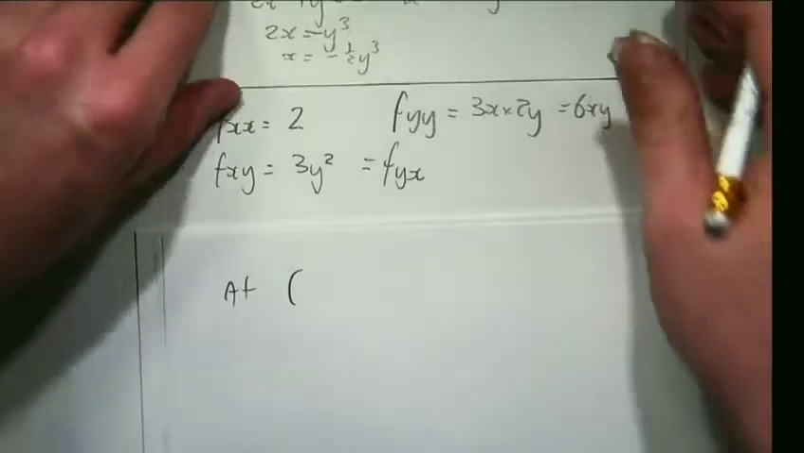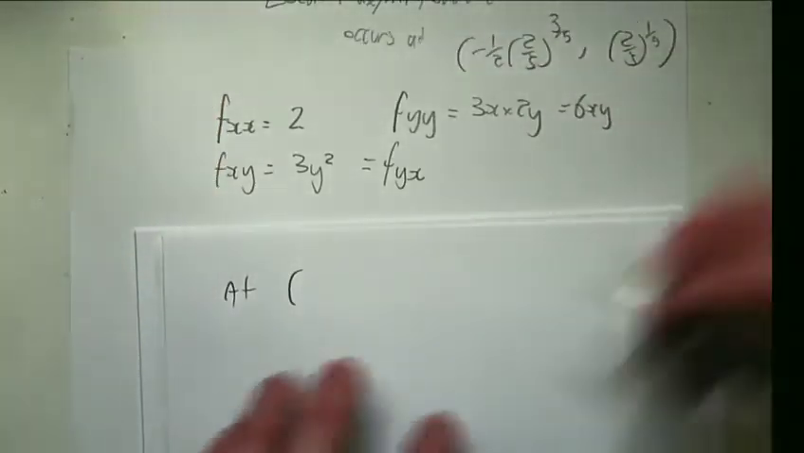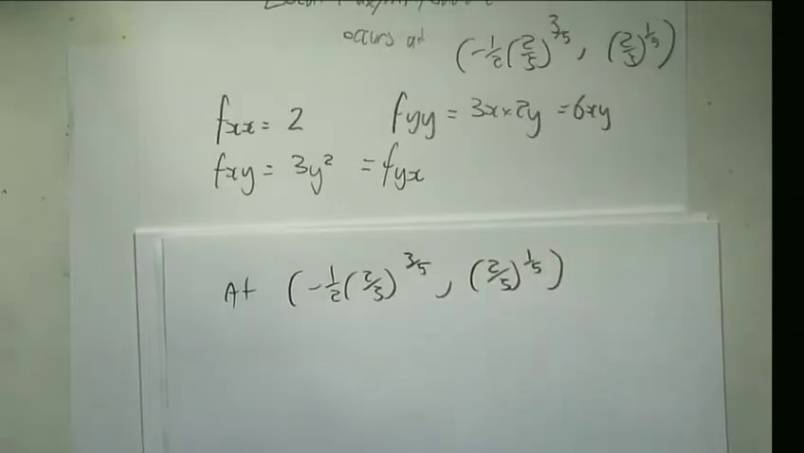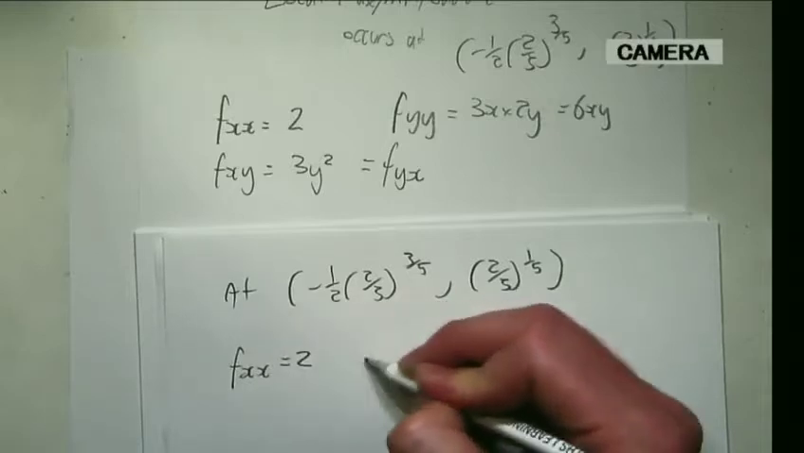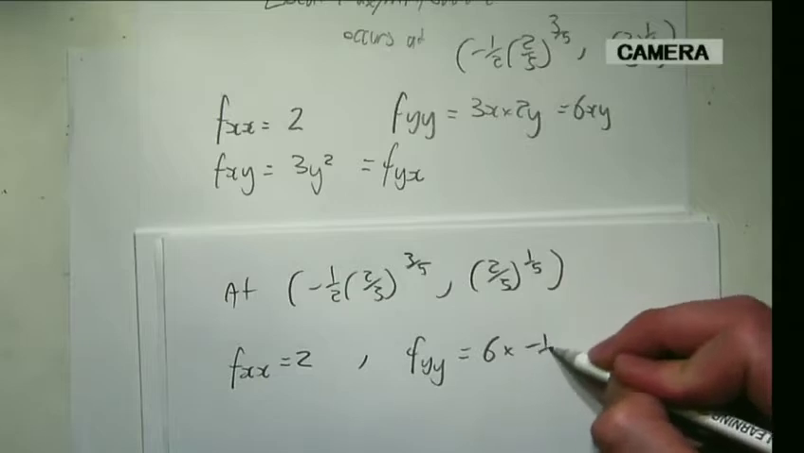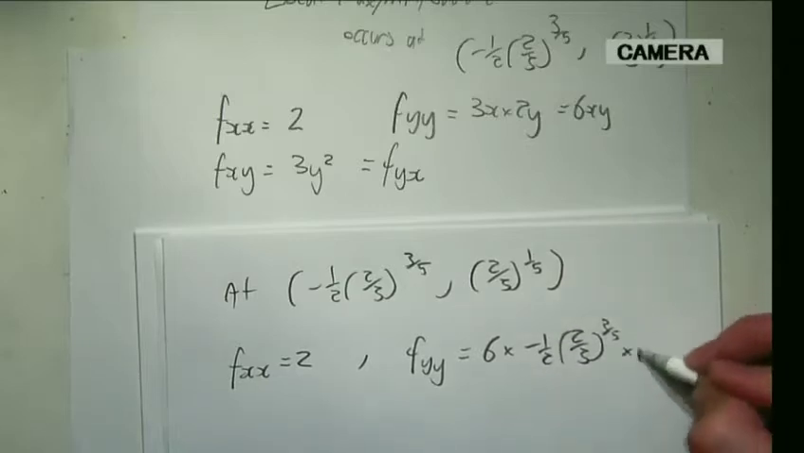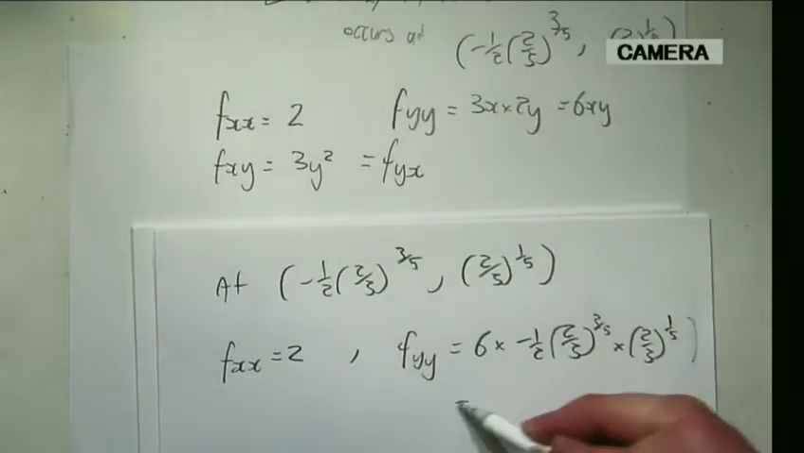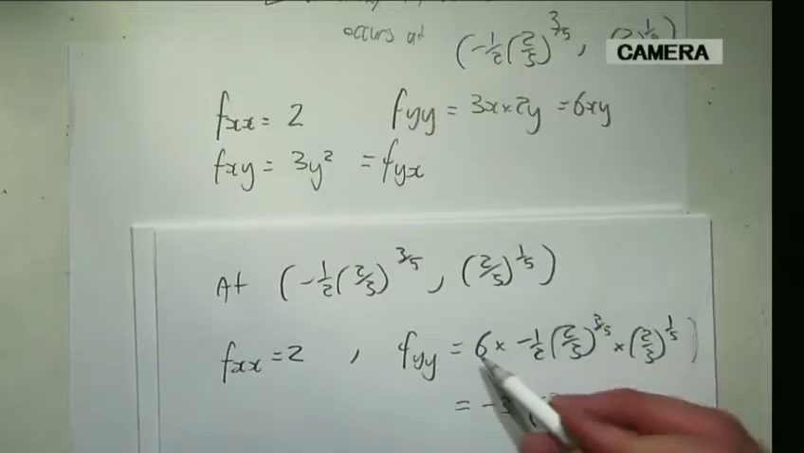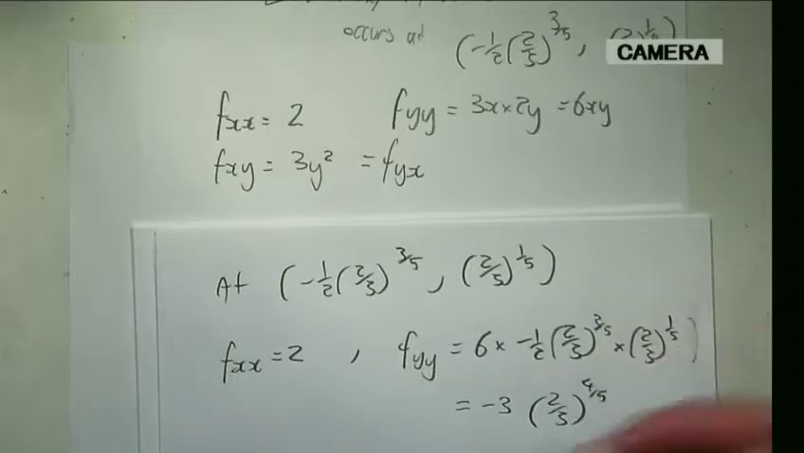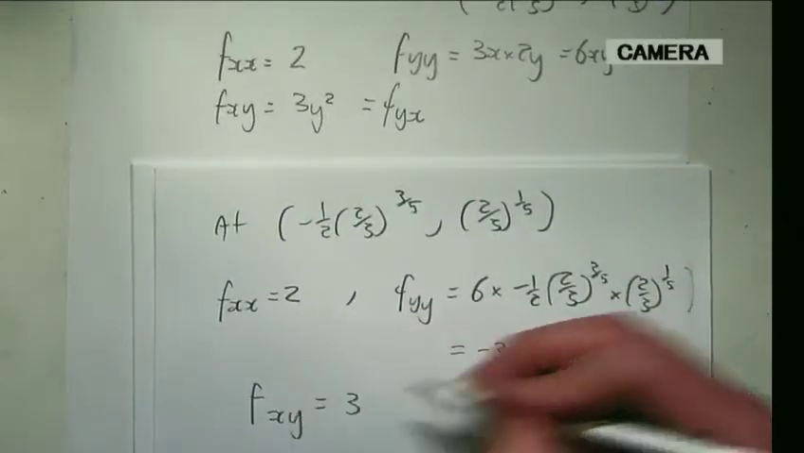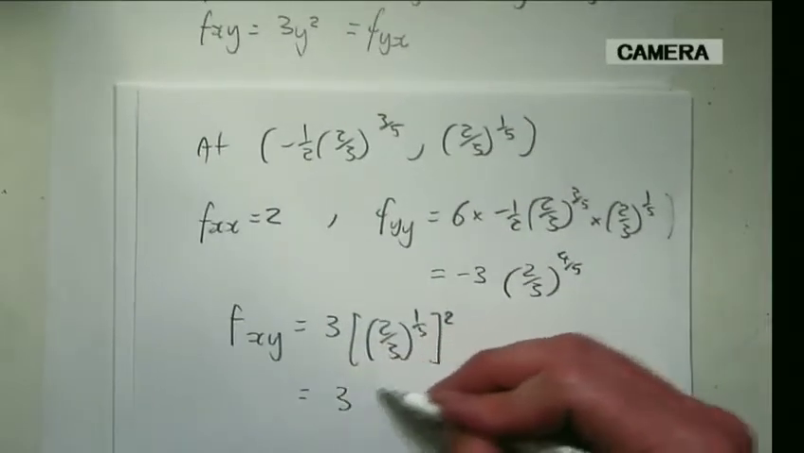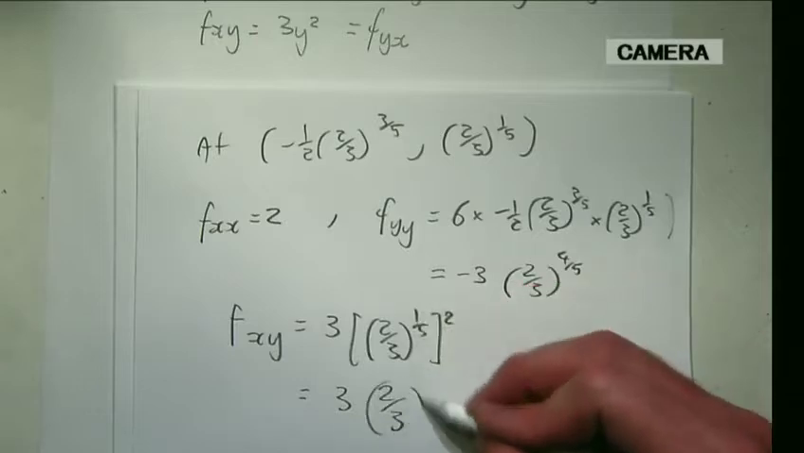So at whatever the name of the point was, at that point, I get that fxx is still 2, fyy is 6 times x times y, which is awful, but there you go. So 6 divided by 2 is 3. Add the powers, that's 4/5. And fxy is 3 times y squared, which is 3 times 2/3 to the... when you do powers of powers, you multiply them, so that'll be to the 2/5.